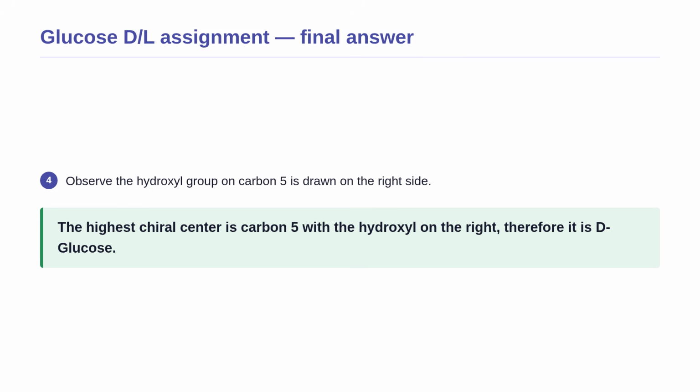This specific D-glucose is the exact form of sugar that circulates in your bloodstream right now, proving how a single carbon determines the biological category of a large molecule.